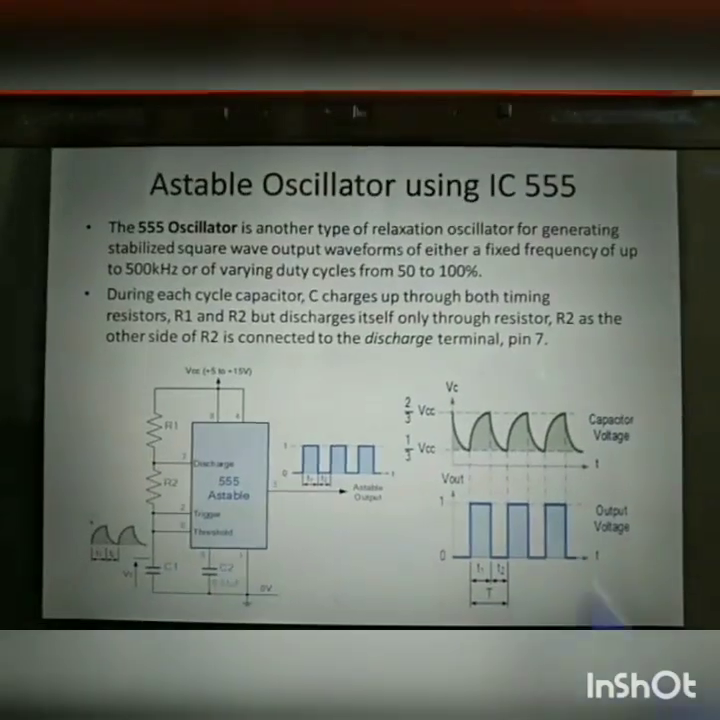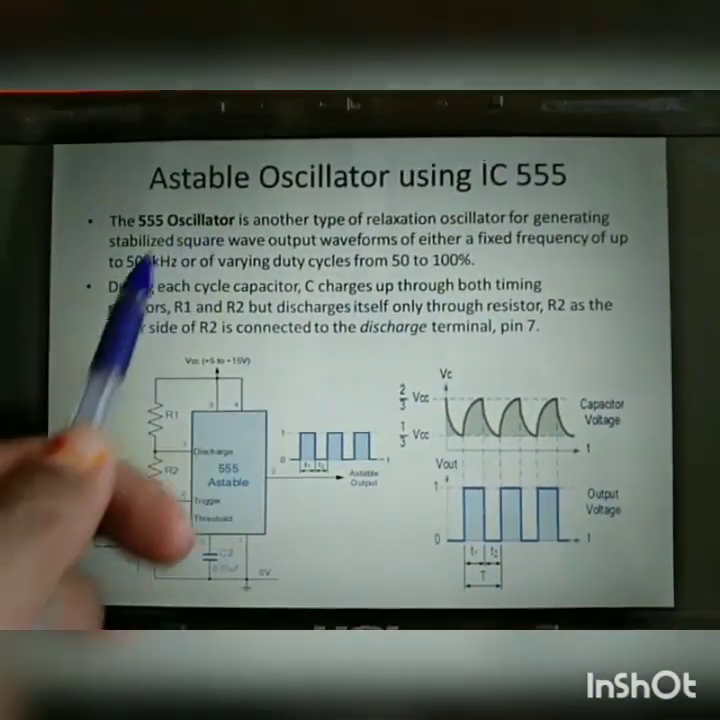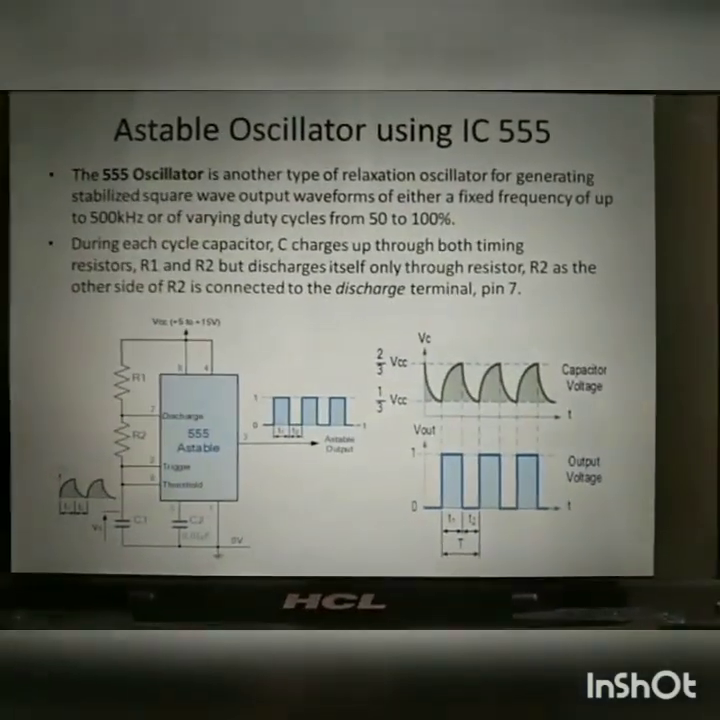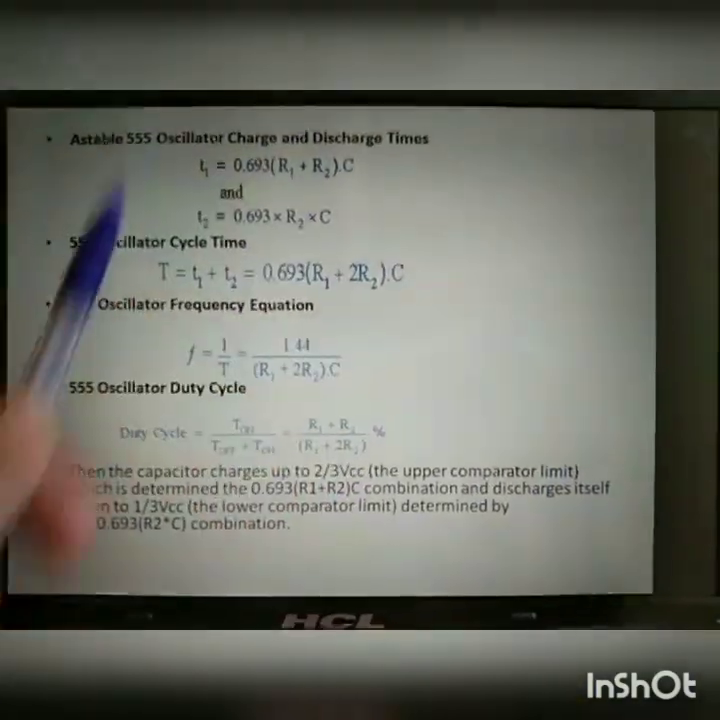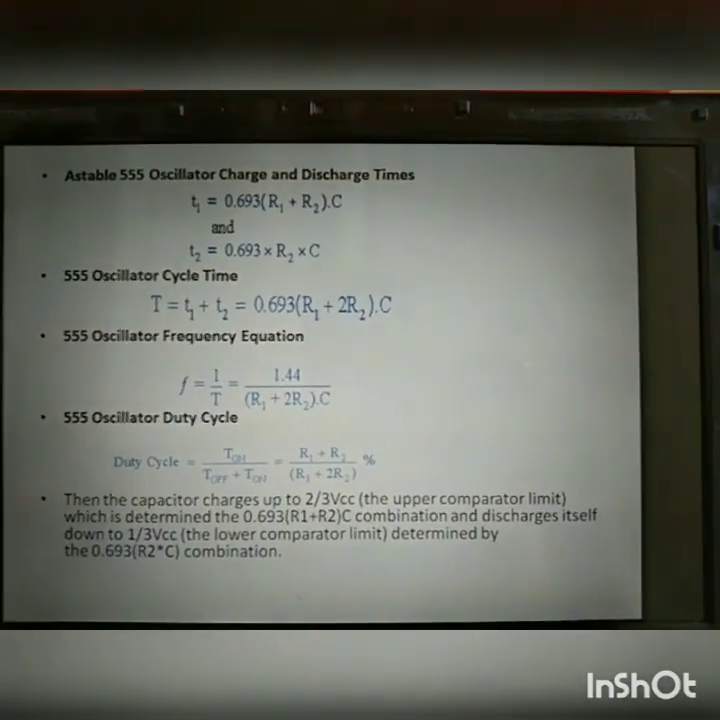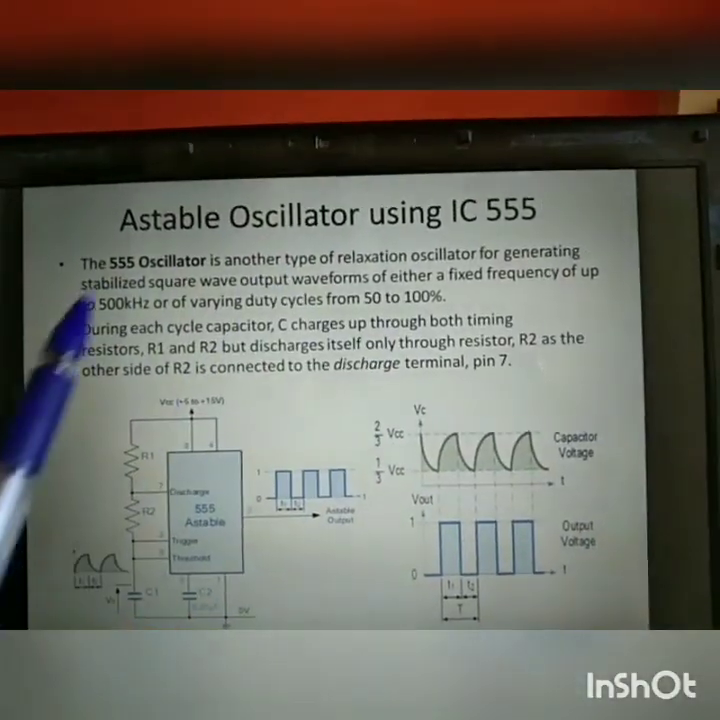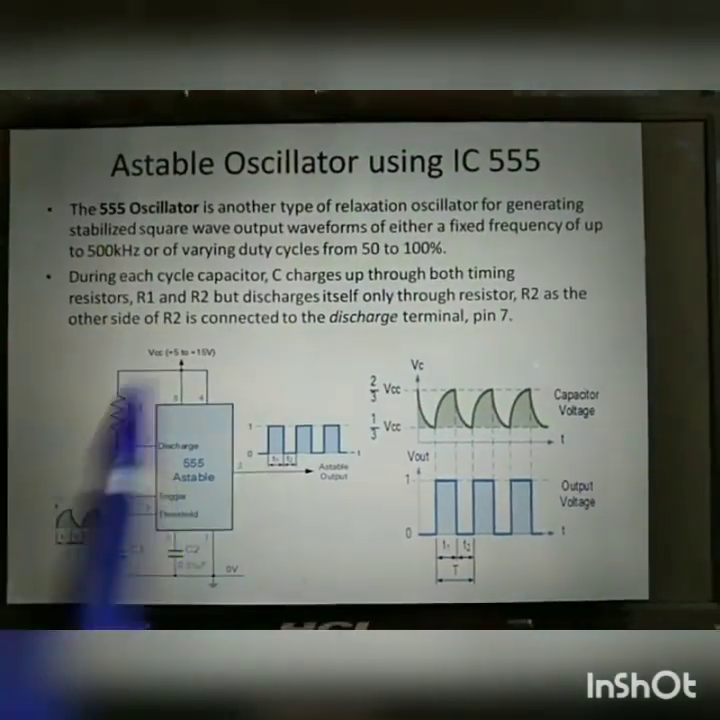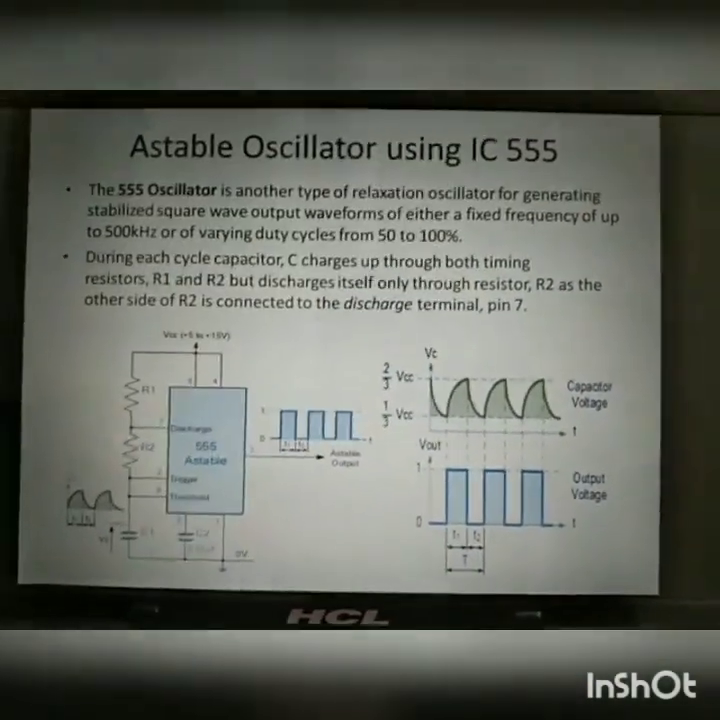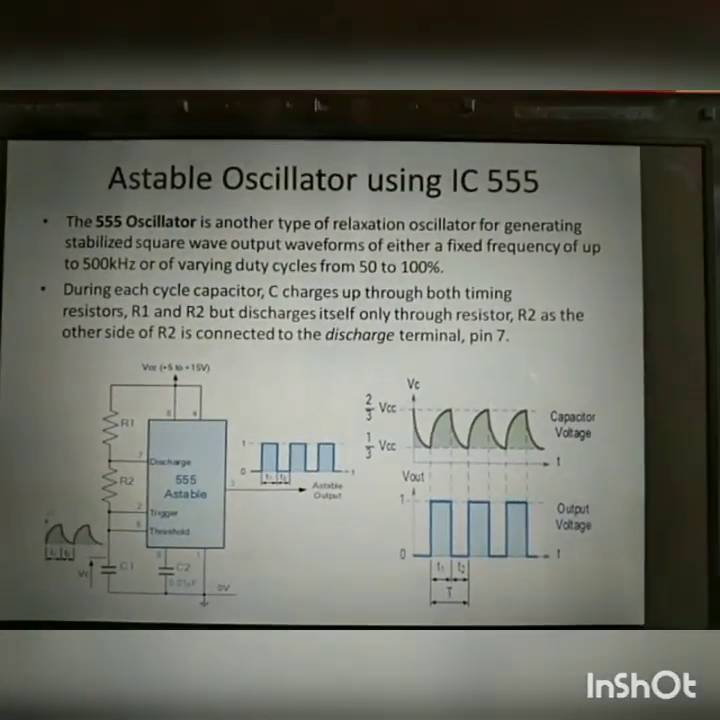Okay. This is the circuit diagram of the astable oscillator using the 555 IC. They will ask the question: explain with a neat circuit diagram and waveform, with the working equations, this astable oscillator. This is how to calculate T on. Here, for the astable oscillator, you have to calculate T on plus T off. T on means the charging period and T off means the discharging period. This is the working condition of the astable oscillator.